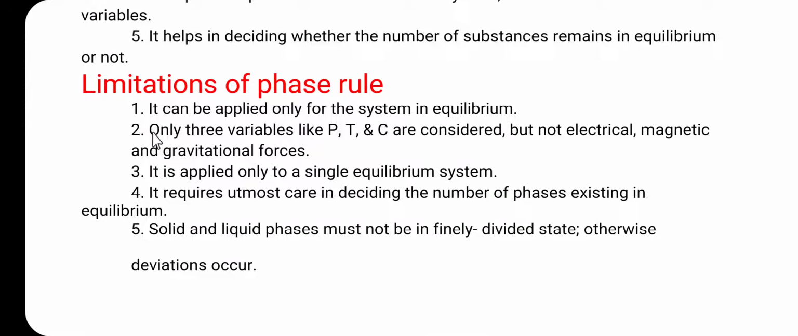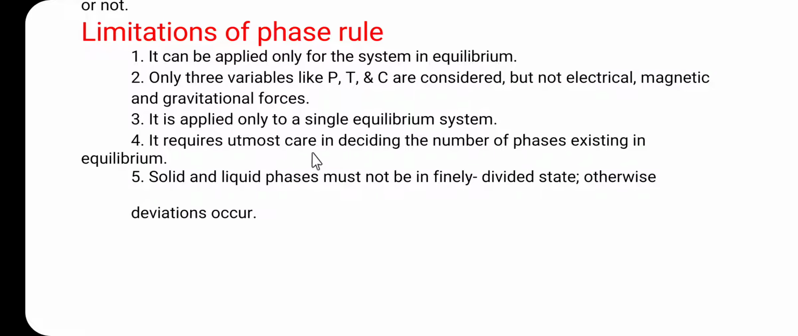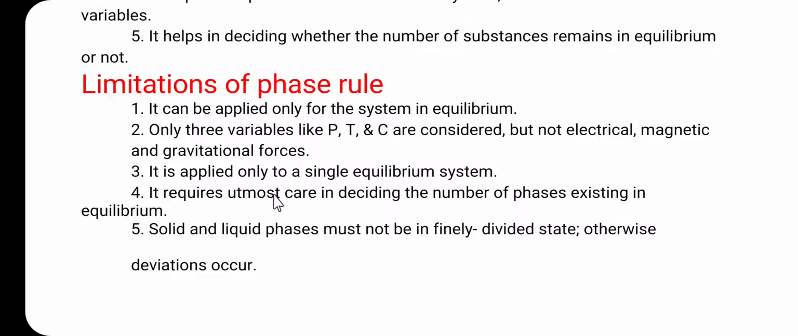Let us consider the limitations of the phase rule. It can be applied only to systems in equilibrium. Number 2: only three variables, such as pressure, temperature, and composition or concentration, are considered, but electrical, magnetic and gravitational forces are not considered in the phase rule. It is applied only to a single equilibrium system. It requires utmost care in deciding the number of phases existing in equilibrium. Solid and liquid phases must not be in a finely divided state, otherwise a deviation occurs. So these are some limitations of the phase rule.